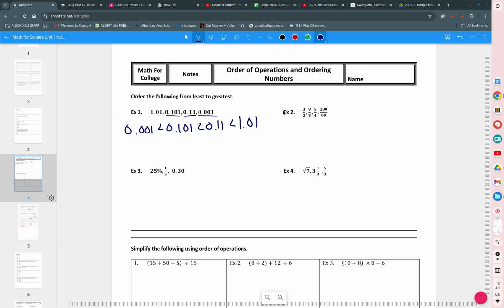This next one, number 2, is similar to what we just did within the worksheet. Notice that 3/2 is the same as 1 1/2. 9/8 is the same as 1 1/8.